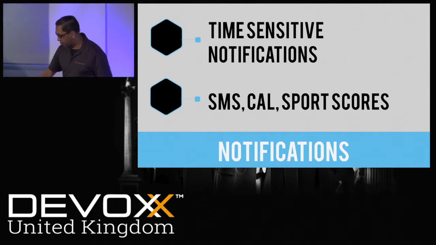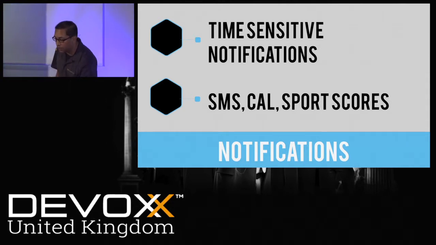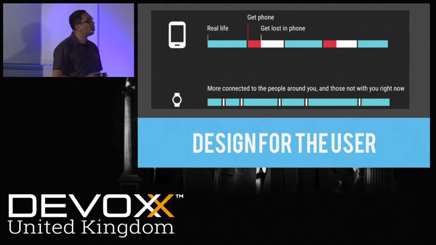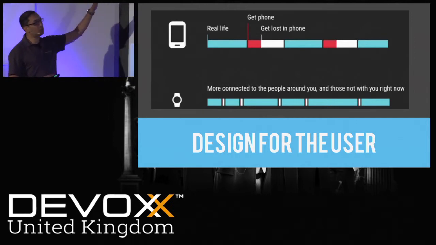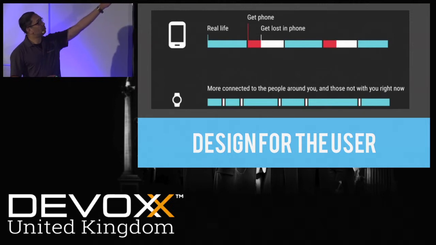The other thing, aside from glances, is notifications. So we have something called time-sensitive notifications, like an SMS, calendar pop-up, sports scores, other things like that. Very similar to glances, but usually the time-sensitive notifications are something that the user will interact with. Okay, and we'll see an example of that in a few minutes. But what I want to spend a couple of minutes talking about is, when we're actually designing something for the watch, we follow this model. So typically when you're building something for Android Wear, the user will have their phone in their pocket, they'll get the phone, right?